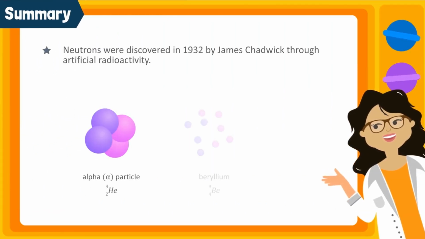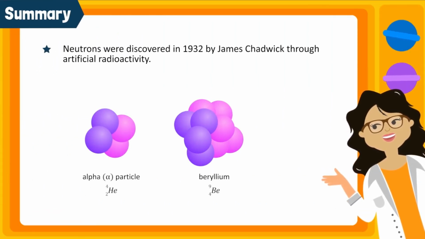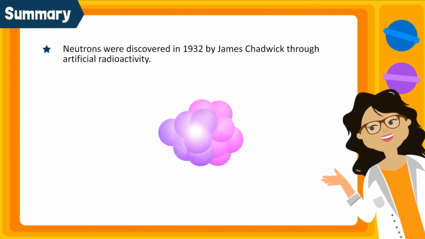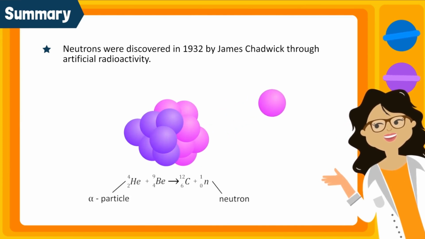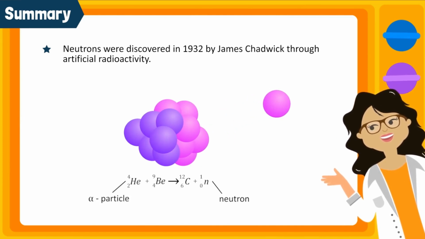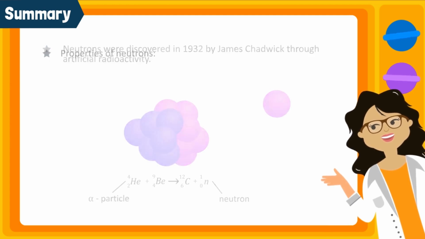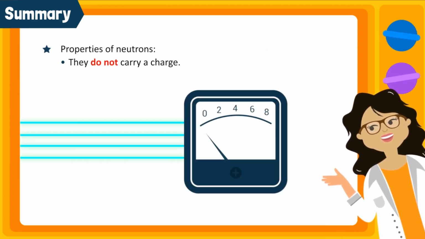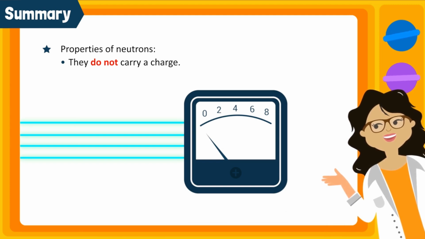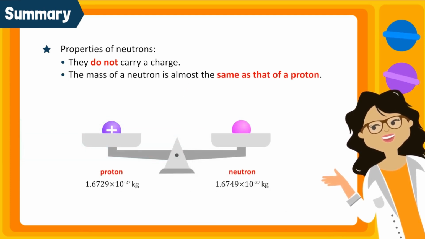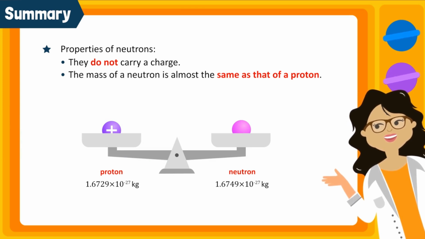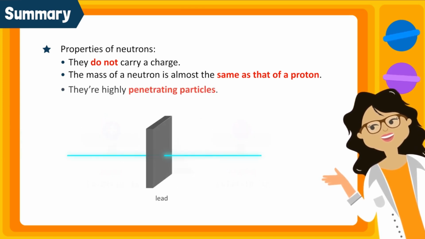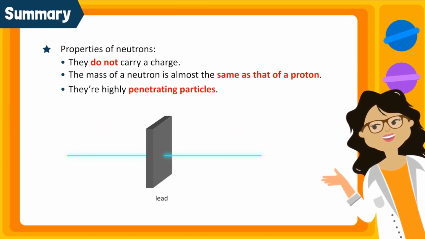To summarize, neutrons were discovered in 1932 by James Chadwick through artificial radioactivity. As the name suggests, they're neutral particles and do not carry a charge. The mass of a neutron is almost the same as that of a proton. They are highly penetrating particles and can pass even through a thick layer of lead.